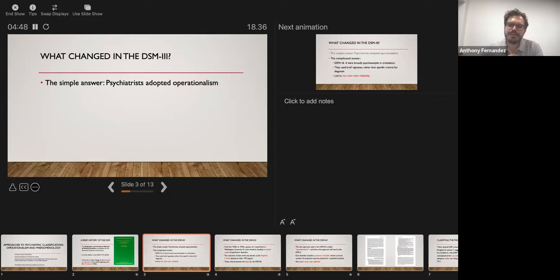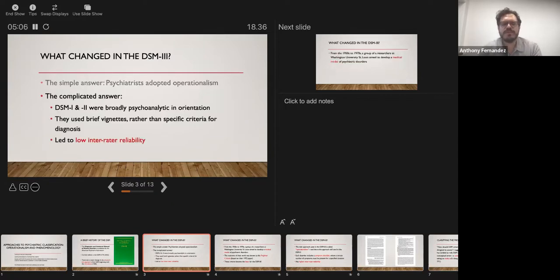But one thing to keep in mind here is that what psychiatrists call operationalism actually differs quite a bit from how it's been used in other sciences. It's actually an approach originally developed in physics, and the way psychiatrists use it is quite watered down compared to the way physicists might use this approach.